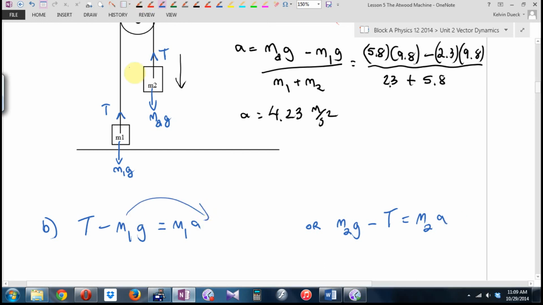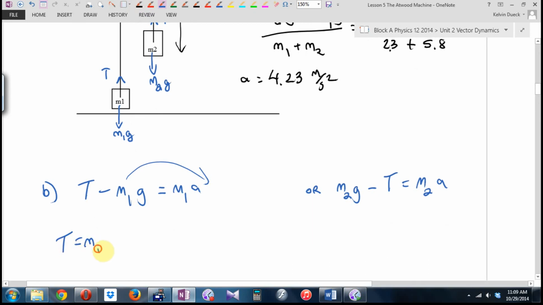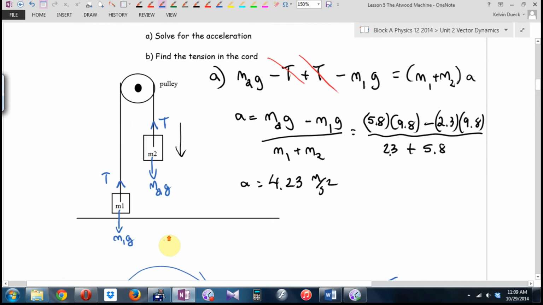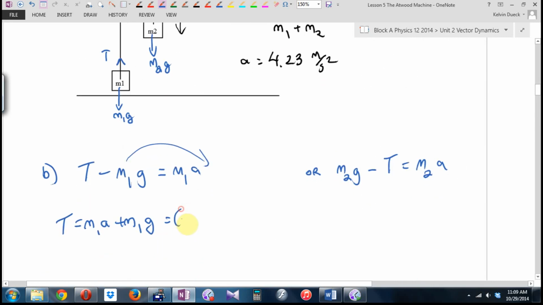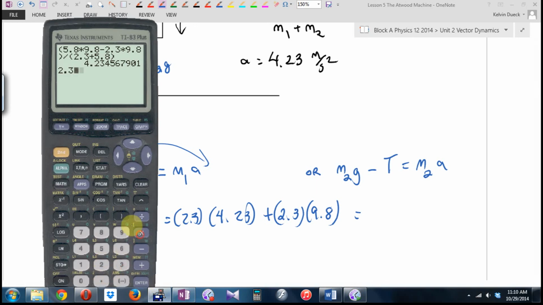How would I get T by itself on the left? Yeah. So tension is going to be M1A plus M1G. It's going to be M1, 2.3, A. I'll write 4.23, but I'll use the longer value, plus 2.3 times 9.8. You get 32.3?